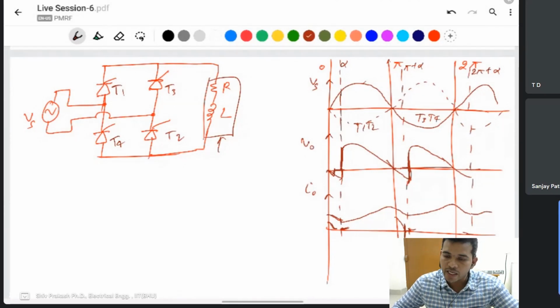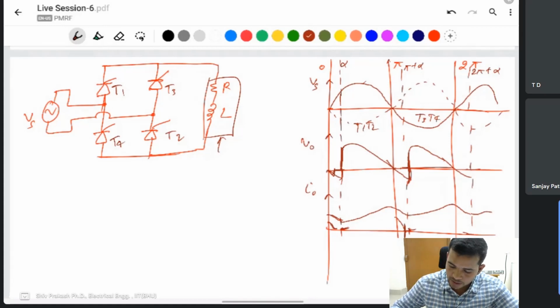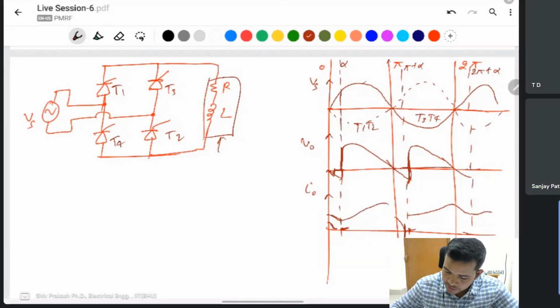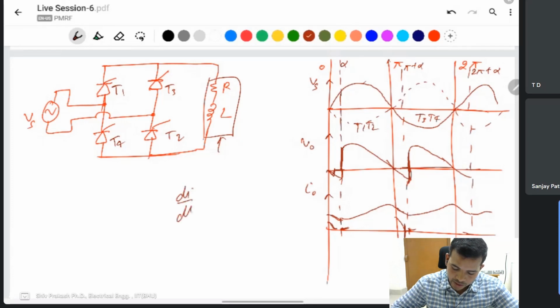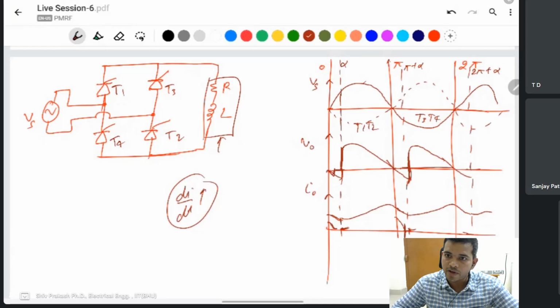It should have a path to flow the current. For an inductor, there must be a path for the inductor current to flow. Yes, sir. If a path is not provided, then di by dt at the time of switching off is very high. Yes, sir, di by dt is very high. Because of this, the thyristor will not be turned off.